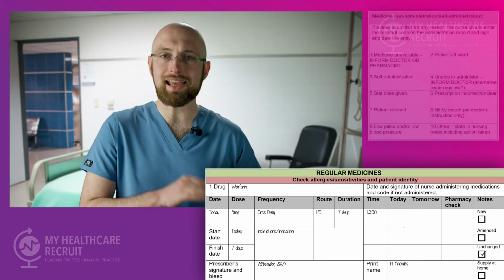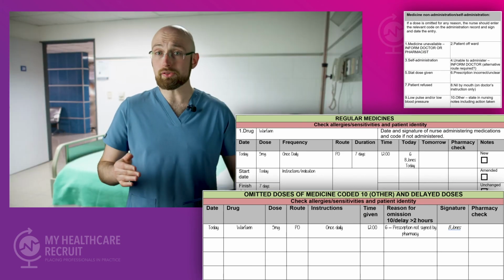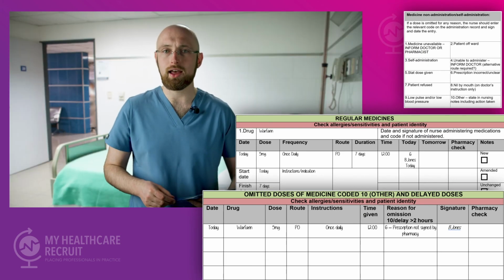Therefore, I will code this as 6, prescription unclear. I could also code it as 10, other. I will also code it under medications not administered. Remember to check your rights of administration carefully at the implementation station. There is likely to be a deliberate error in the MAR chart, and they're looking for you to spot it.